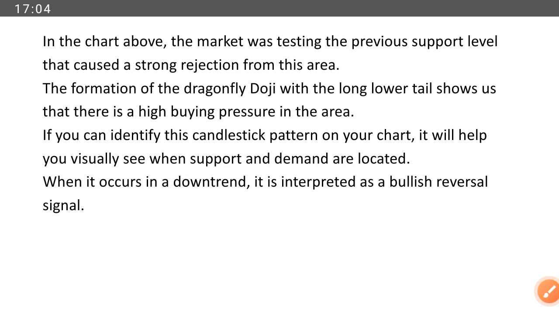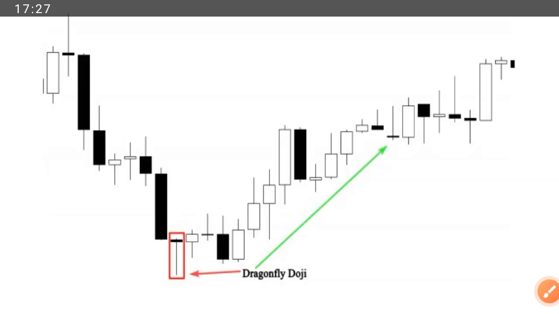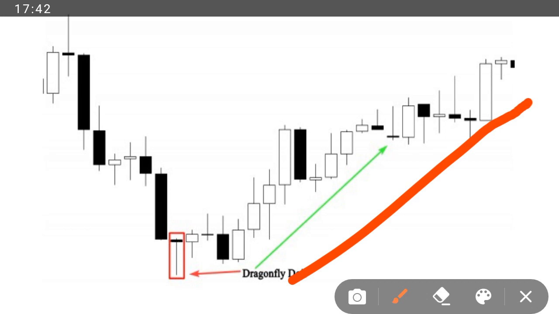If you can identify this candlestick pattern on your chart, it will help you visually see where support and demand are located. When it occurs in a downtrend, it is interpreted as a bullish reversal signal. And see what happened. Price was going down before the dragonfly happened. Then what happens? You can see the way price flew up. Why? Because of the dragonfly which formed.